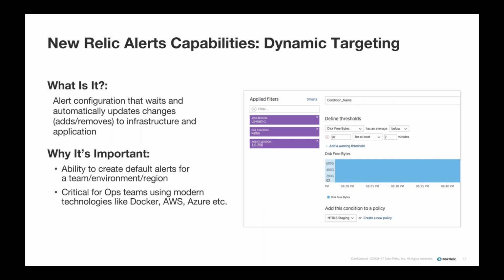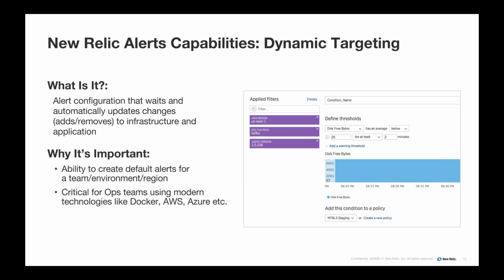So let's start digging into some of the cool features that we've released over the last year. The first one I wanted to talk about is what we call dynamic targeting. Targeting as a term is really just when you associate a condition with a set of resources or entities within your infrastructure. So dynamic targeting with our infrastructure product allows you to basically take the metadata that is present on all of your infrastructure hosts and use that as the targeting mechanism.